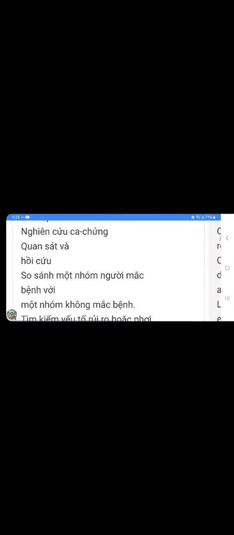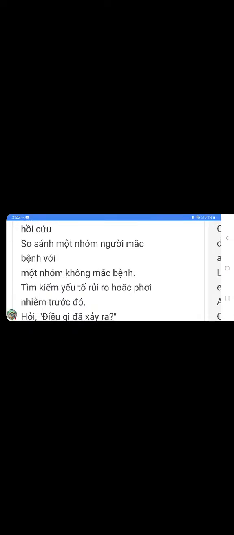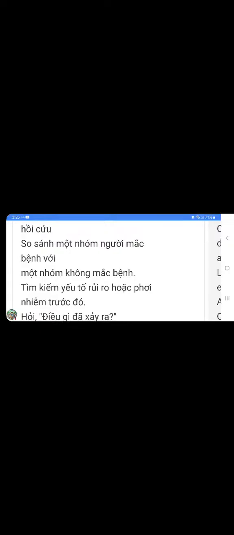So we can compare a group of people with the disease and a group of people without disease, and look for the risk factors or the prior exposures. The question is what happened, something that happened already in the past. In the cross-sectional study, something is going on now. But with the case control study, this is what happened, something that happened already in the past. So we use the odds ratio.